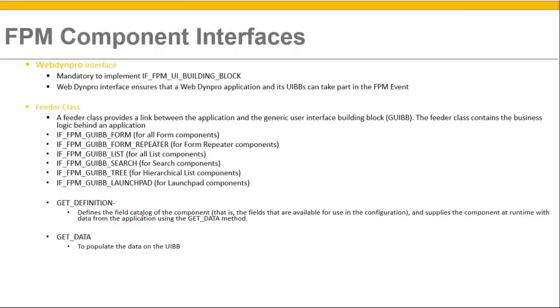And there are two methods called get definition and get data, which are common in all the interfaces. Get definition is a method which defines the field catalog of the component and supplies the component at runtime to the application. And get data is something to populate the data on the UIBB.